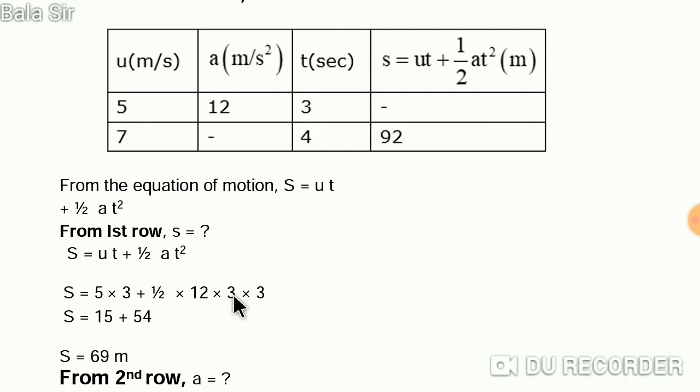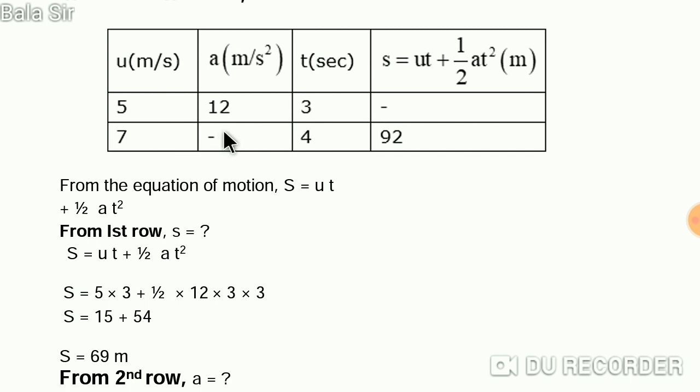T square, that means t is 3, 3 into 3. So 3 3s are 9, 9 into 12. And the half of that is 54. That is half into 12 into 3 into 3. So 2 ones are 2, 2 6s are 12. So 6 into 3 into 3 is 54. 5 3s are 15. So 15 plus 54 is 69. So you got the value for S as 69.